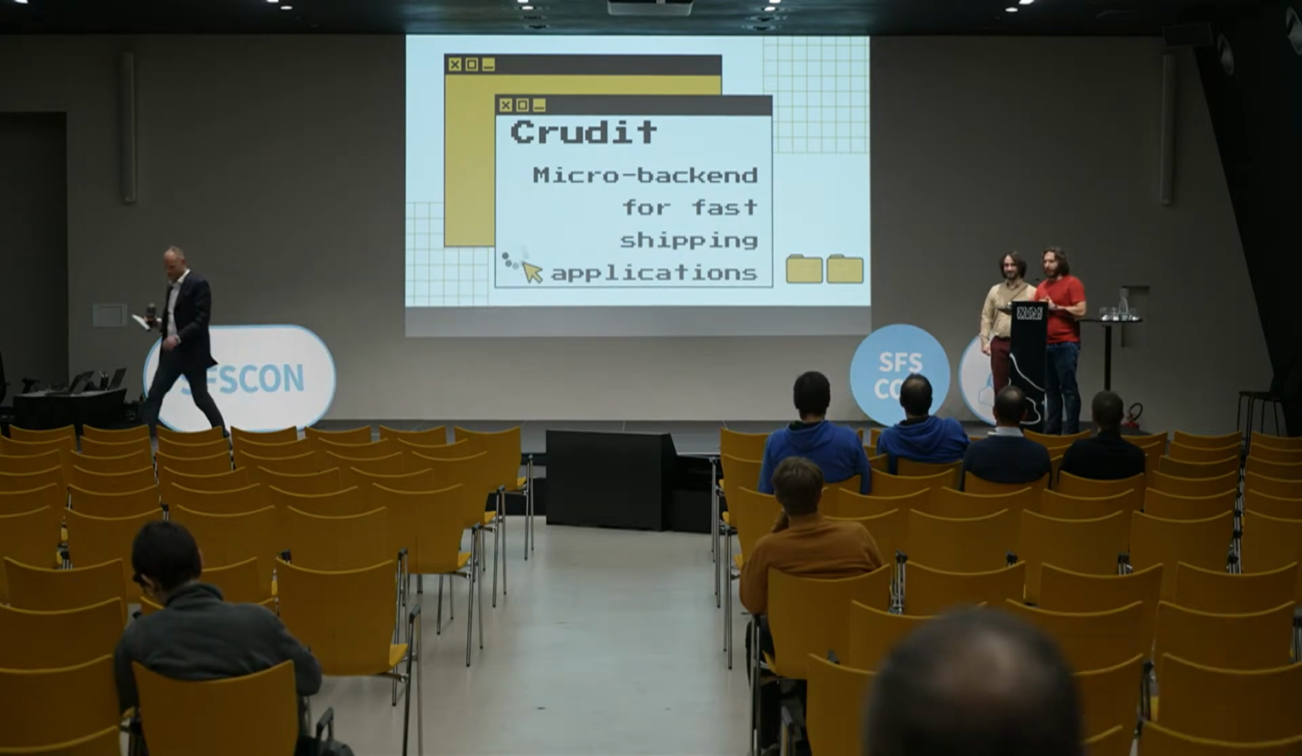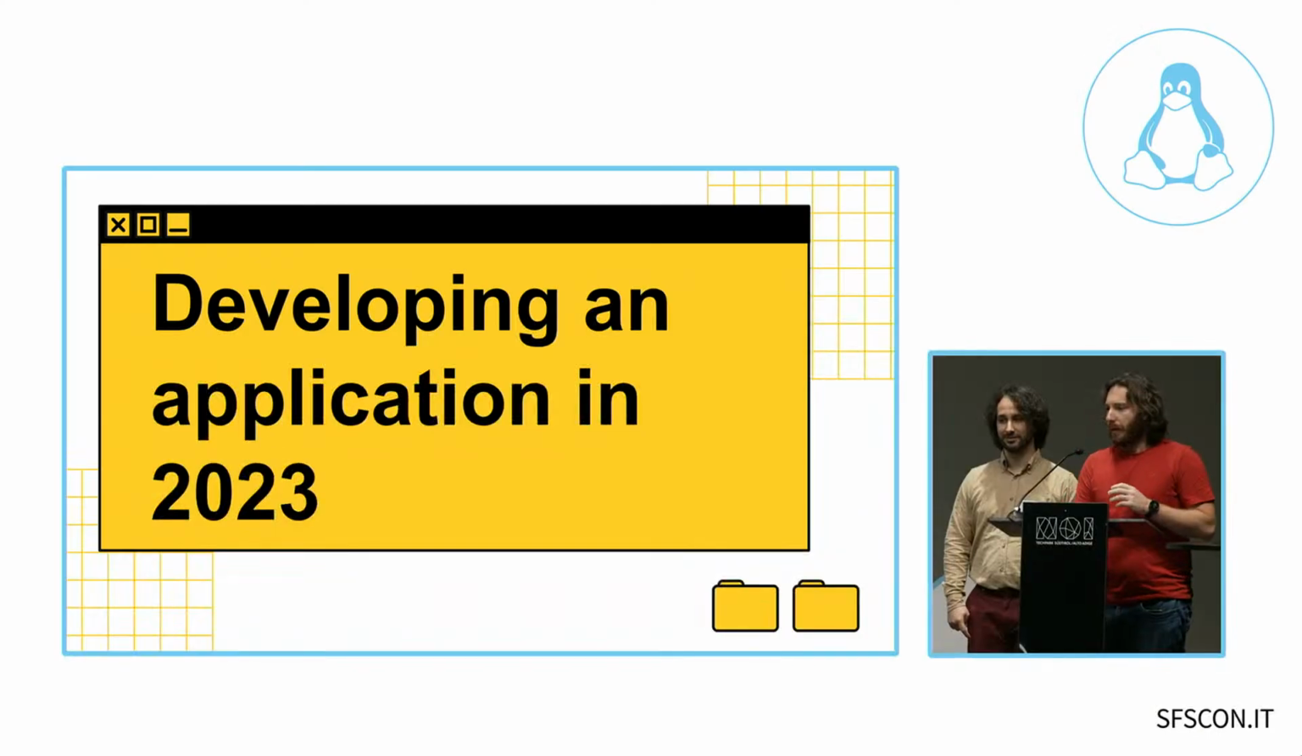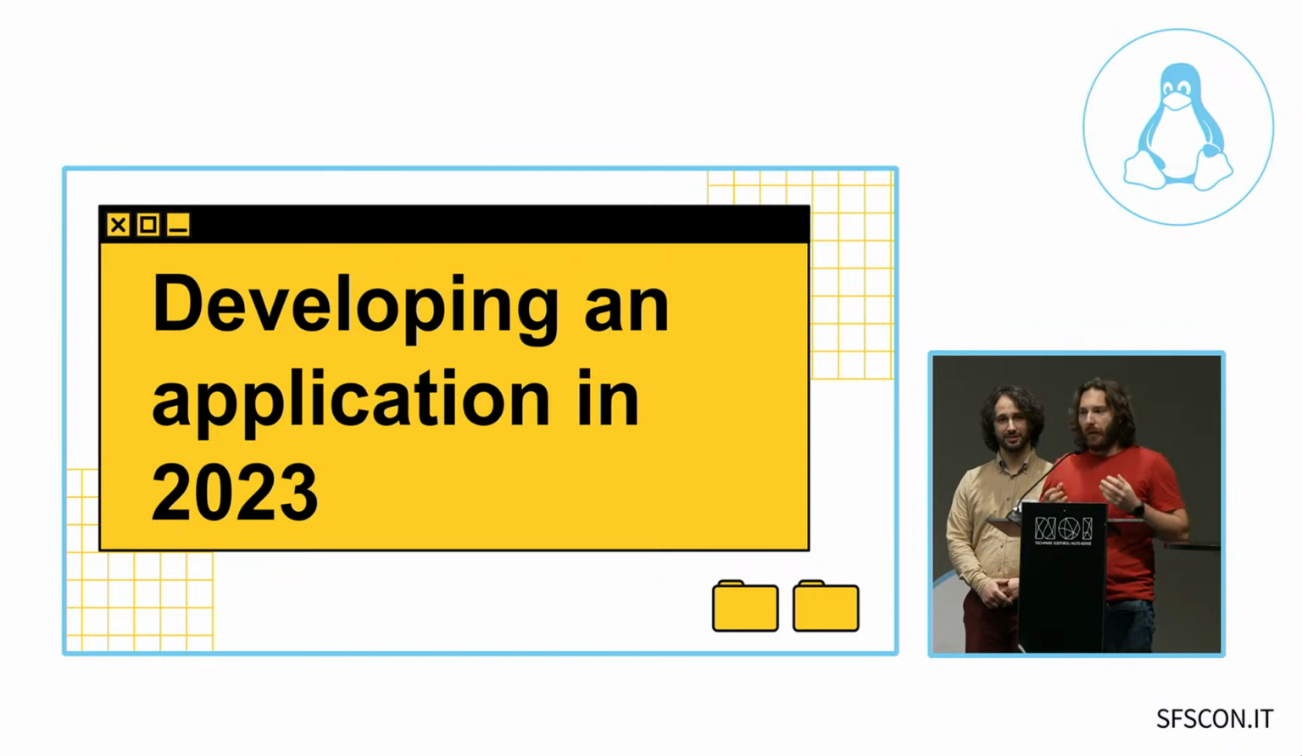We will talk today about CrewedIt. That's a micro framework for fast shipping application. Before introducing the framework itself, it's important to explain why we created a framework and why we share our framework as an open source application with all of you. To do that, we have to explain what it means developing a web application in 2023.